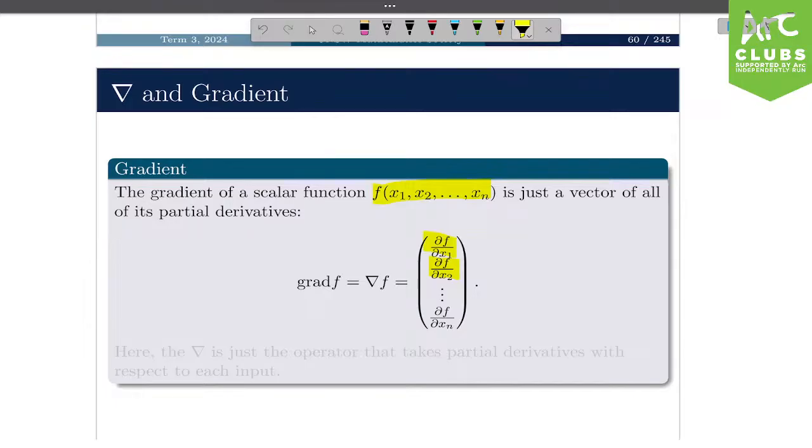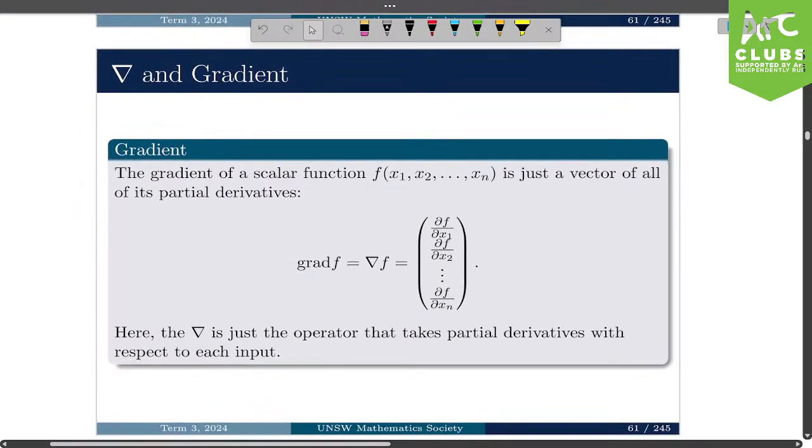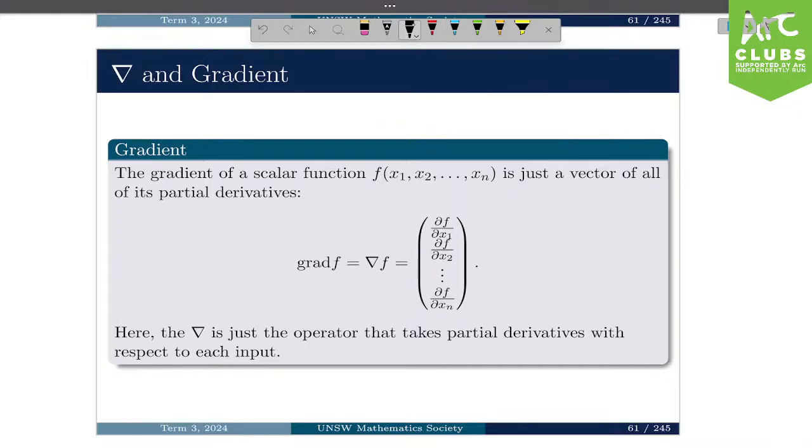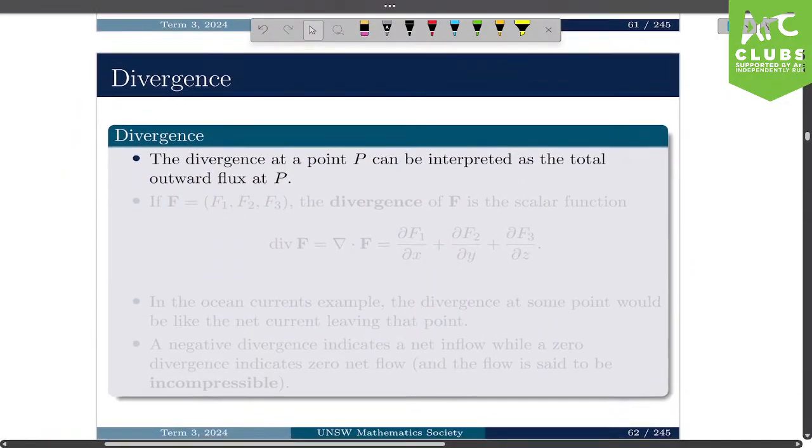In this course, we only really need to worry about, I guess, 2 variable functions and 3 variable functions. We're not going to have to compute gradients of massive functions in Rn. So all it does is take the partial derivatives of our function and throw them into a vector. And we'll see why this stuff is very important later on.